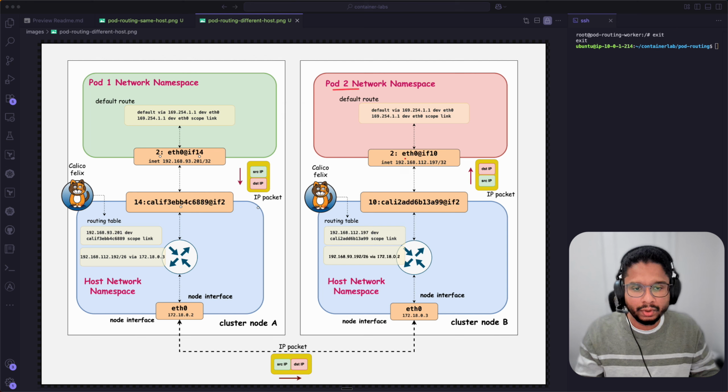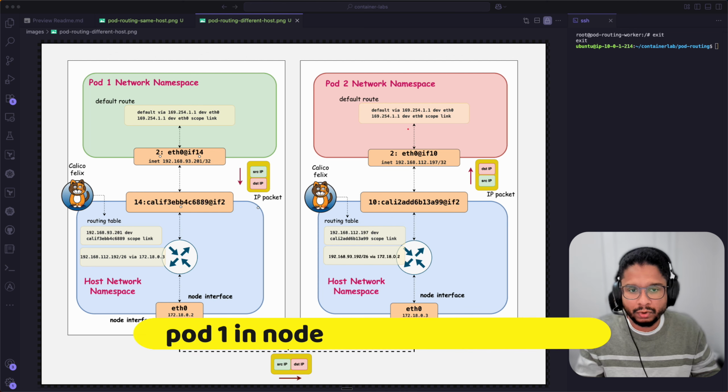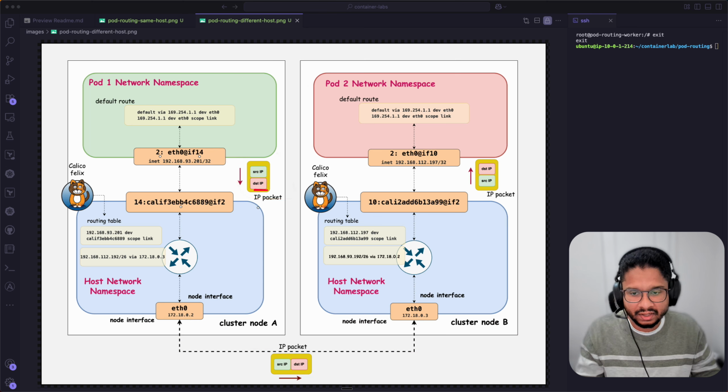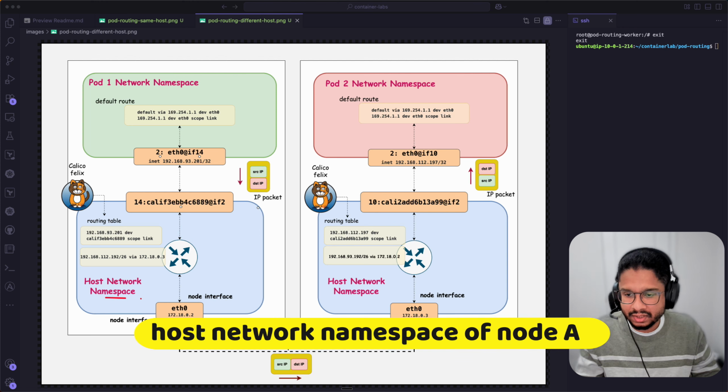And if you look at pod 2 here, this one has an IP address of 112.197. Okay. And it's a /32 mask, which means these are host IPs. Now, let's say that this pod wants to communicate with this pod. So it sends out a packet with the destination IP of the remote pod. And this packet lands in the host network namespace.